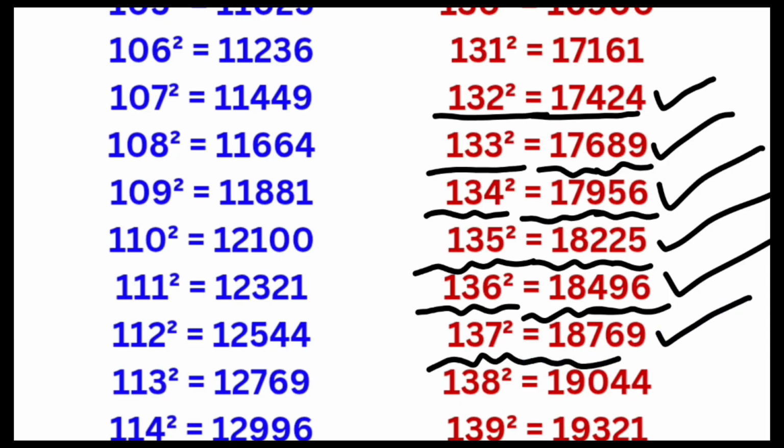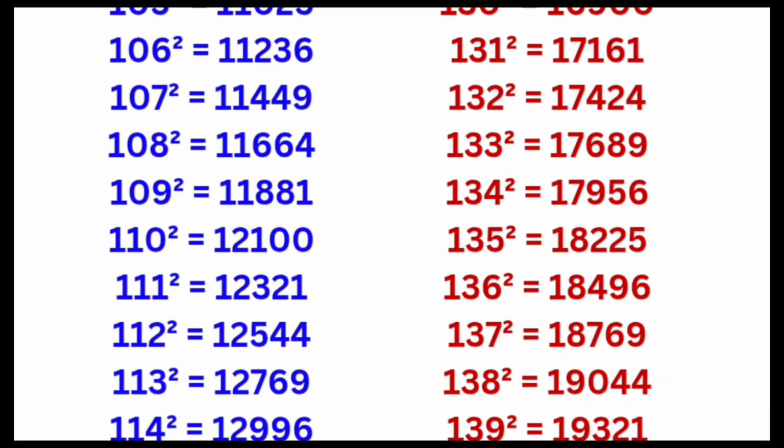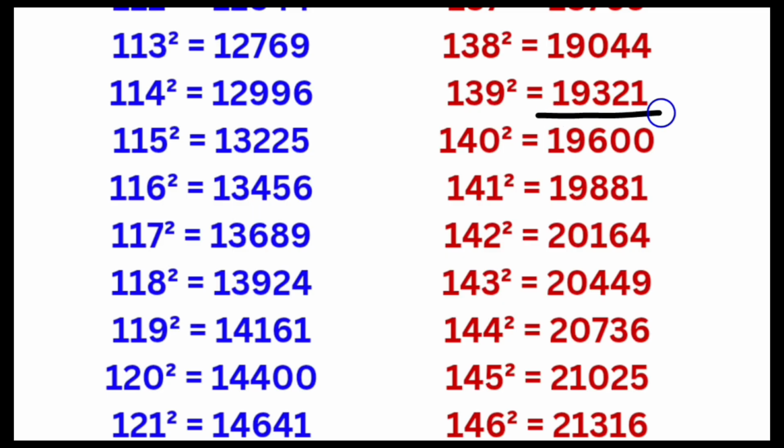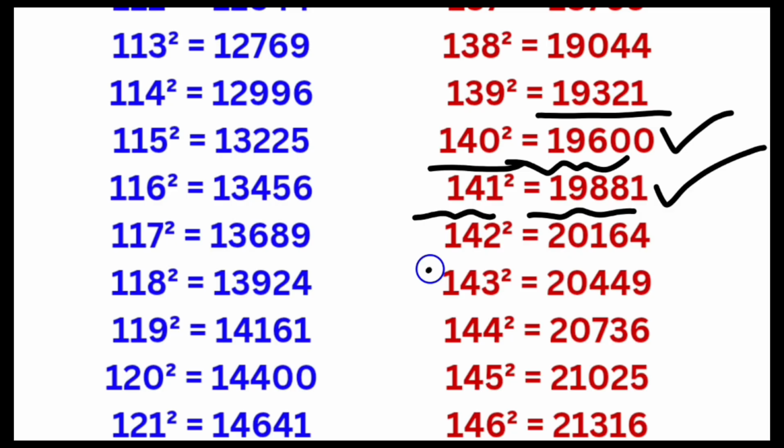Square of 137 is equal to 18,769. Square of 138 is equal to 19,044. Square of 139 is equal to 19,321. Square of 140 is equal to 19,600. Square of 141 is equal to 19,881. Square of 142 is equal to 20,164.